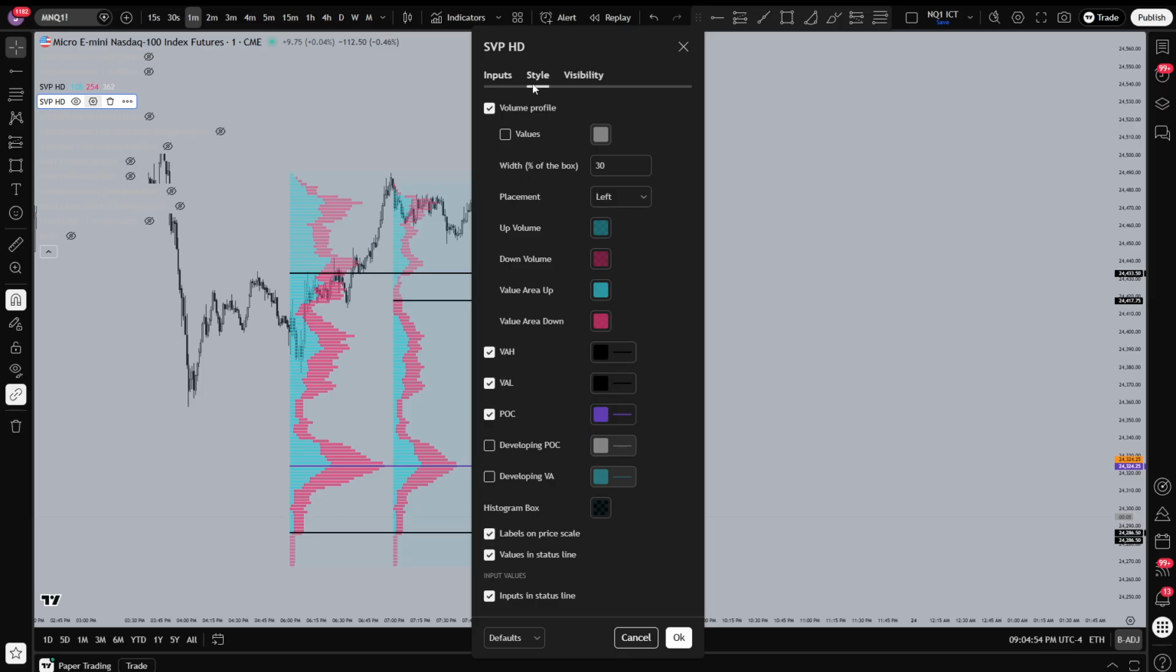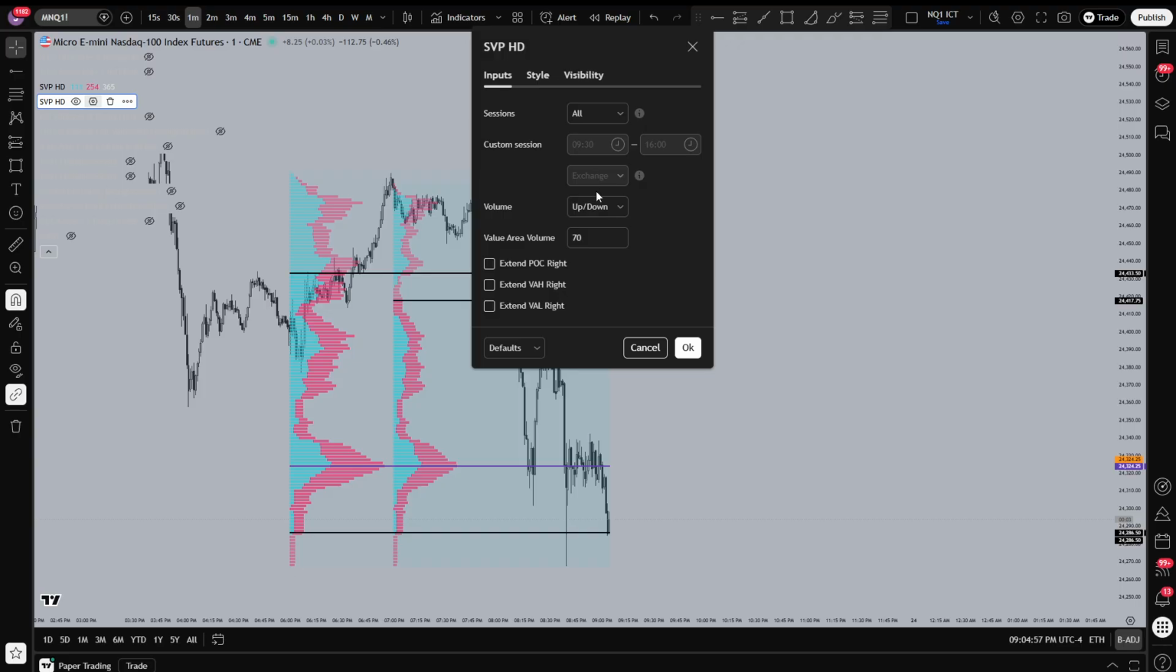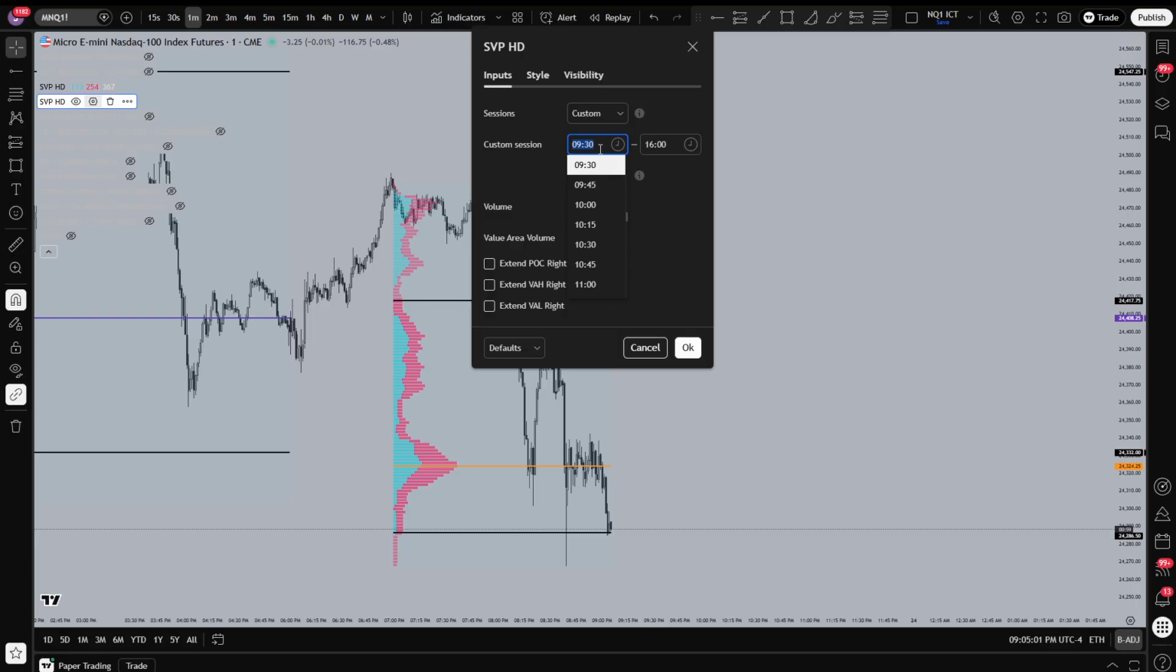And then anything else? On the inputs, go to custom, and then I do 930 to 1700, or to like 1655. You can type it in too.